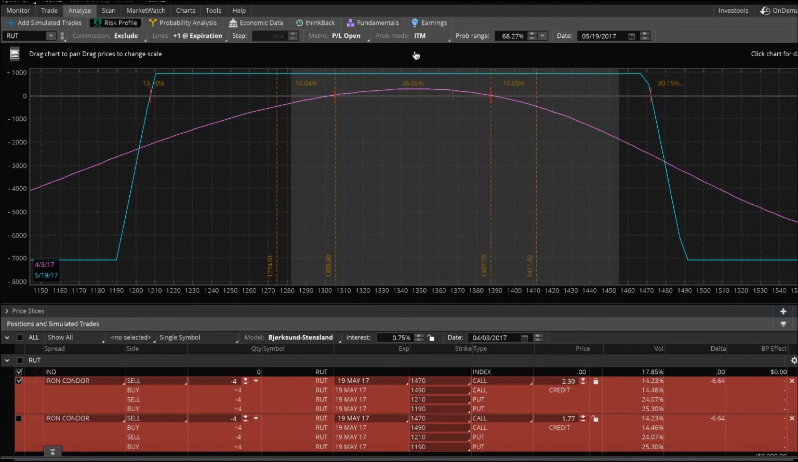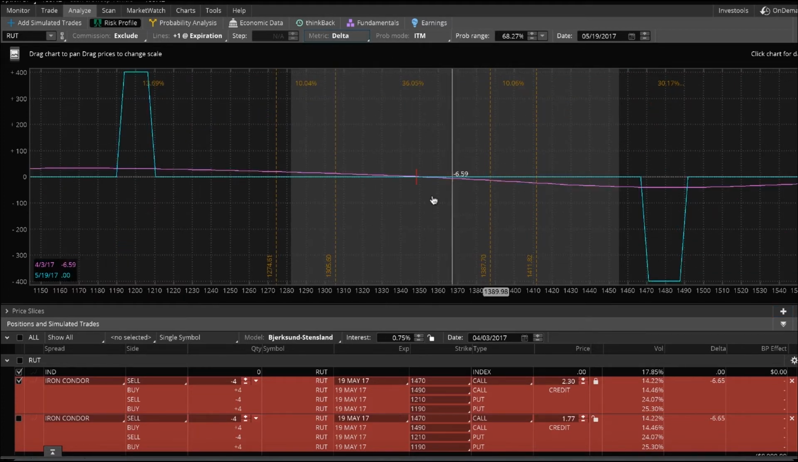But a visual representation is probably easier to follow, so I'm going to go through them all really quickly. The first Greek is called delta. Now you can see that the picture changed here. I'm going to hover over today's hash mark, and it says $6.59. Delta says that if all things are held constant, if the Russell 2000 index goes up by $1, our option trade will actually lose $6.74 in value. If it goes down by $1, we'll gain the $6.74.